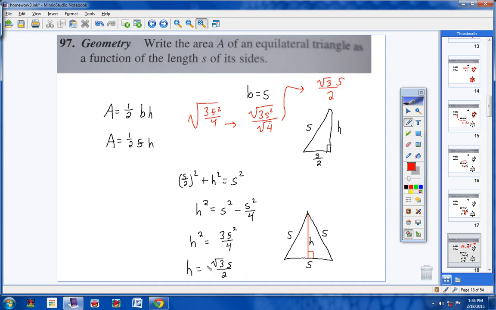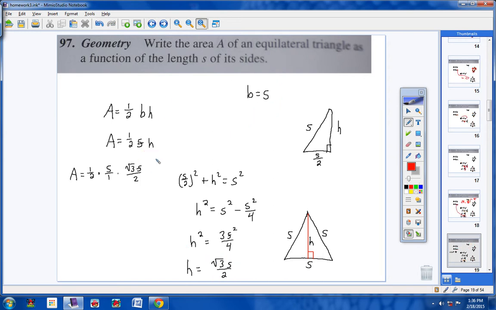Now, why did I not put plus or minus? Because lengths can never be negative. Lengths of sides of triangles can never be negative. So, there we go. This is what h equals. Now I can pick this up and put it in for h right here, okay? So that's exactly what I did. Here's my h, and I put this right here.